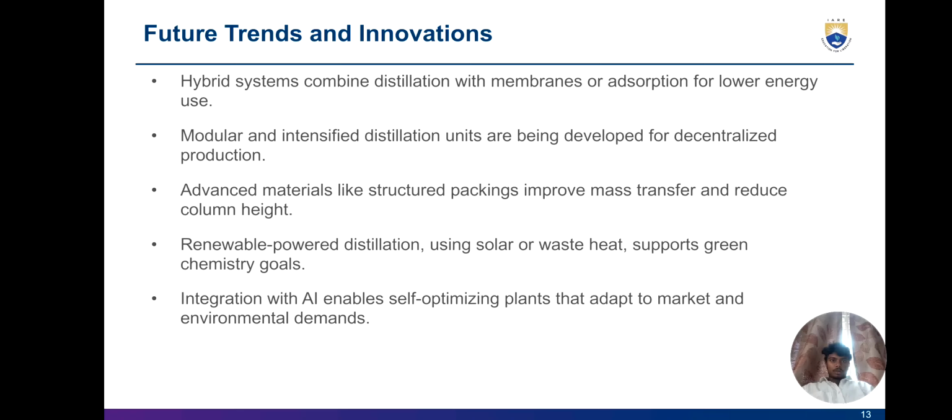Future trends and innovations. Hybrid systems combine distillation with membranes or absorption for lower energy use. Modular and intelligent distillation units are being developed for decentralized production. Advanced materials like structured packing improve mass transfer and reduce column height. Renewable-powered distillation using solar or waste heat supports green chemistry goals. Integration with AI enables self-optimizing plants that adapt to market and environmental demands.